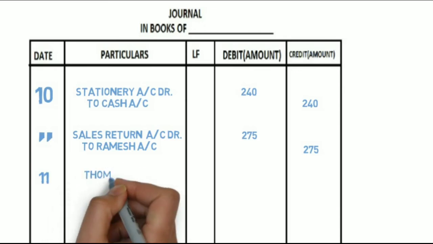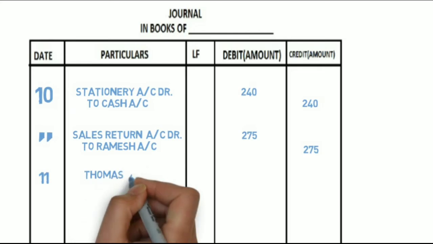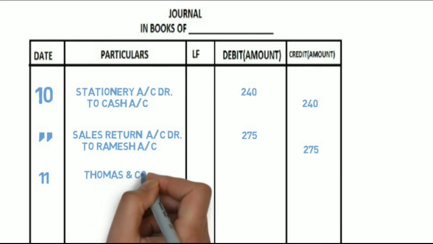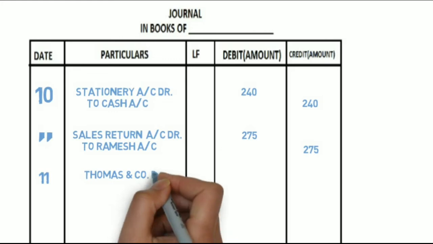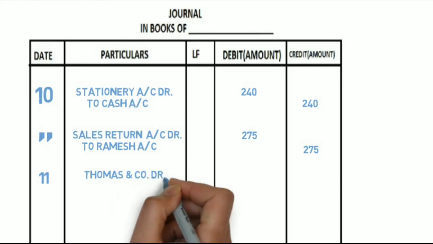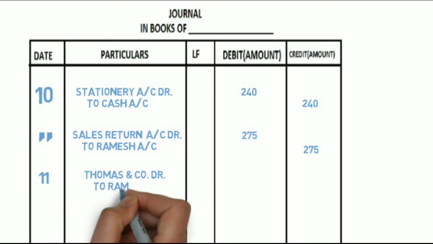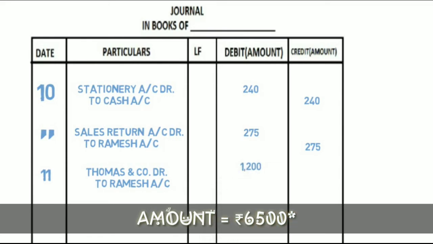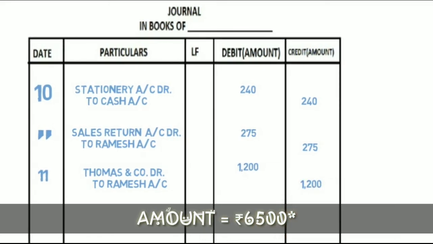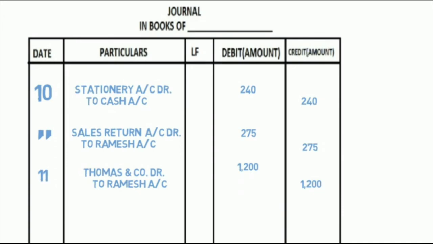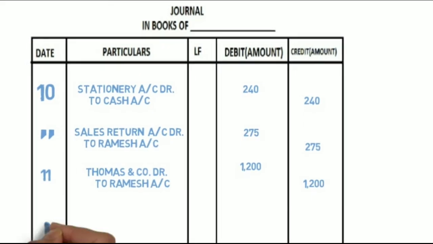And on 11th paid cash to Thomas and Co 6500. So from 5th transaction we know he was a creditor for us. On 11th if we are paying cash to him we are decreasing our liability and decreasing our asset. So liability here refers to a creditor. So our creditor is decreasing and our asset is decreasing. So Thomas and Co account debit to cash account 6500. And on 13th cash received from Ramesh 1500.